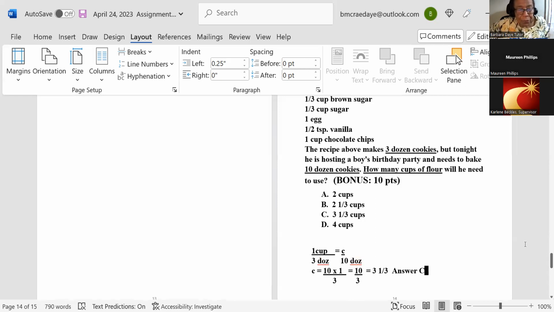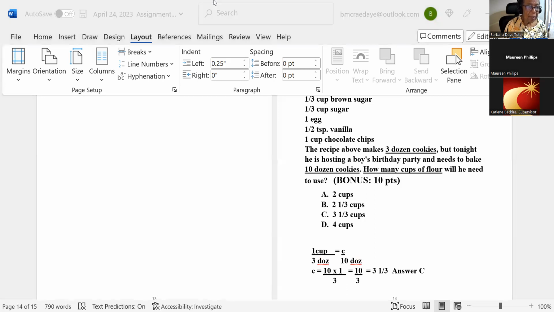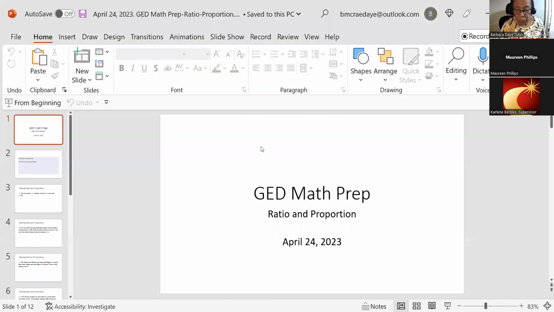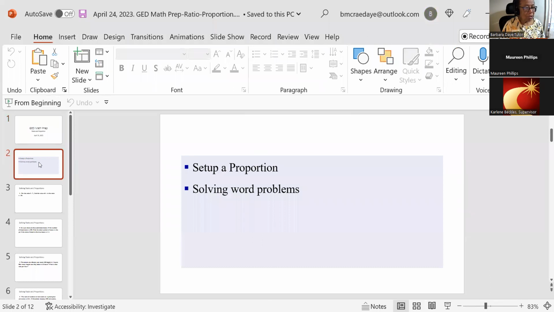You did good. Now, we want to do some more practice with our ratio and proportion. So let me do a new share. I think she's not coming on because it's after 2 o'clock. Okay, Maureen, GED math prep, ratio and proportion. Let's do some more. We want to set up proportions and solve some word problems.